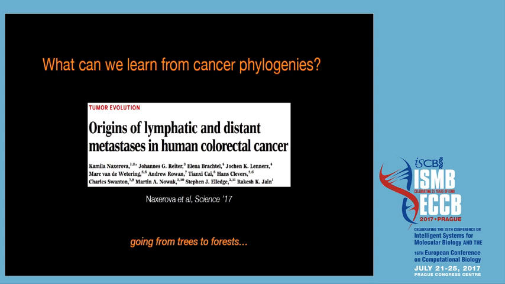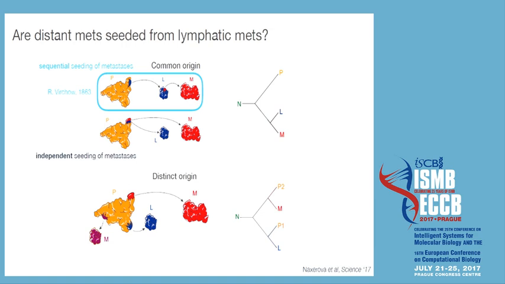And this is a very recently published paper where we analyzed cancer phylogenies from 19 colorectal cancer patients. There we had samples of the primary tumor, of lymphatic metastases and of liver metastases. And the question we asked was basically, do lymphatic metastases give rise to distant metastases? This is a question that was already posed almost 150 years ago by the German pathologist Rudolf Virchow. And basically, we wanted to use cancer phylogenies to answer that question.